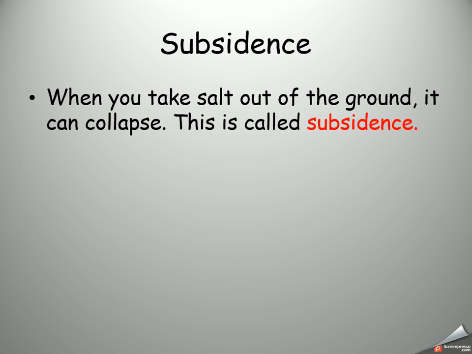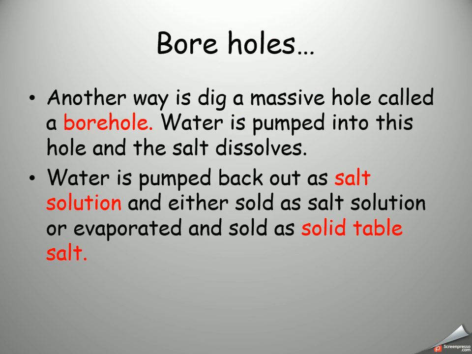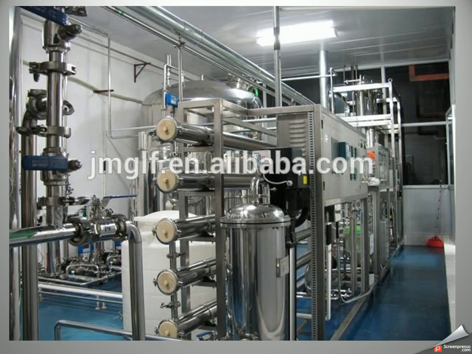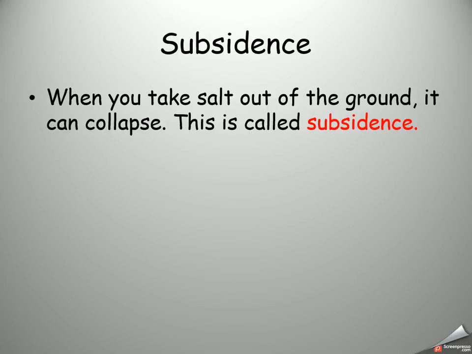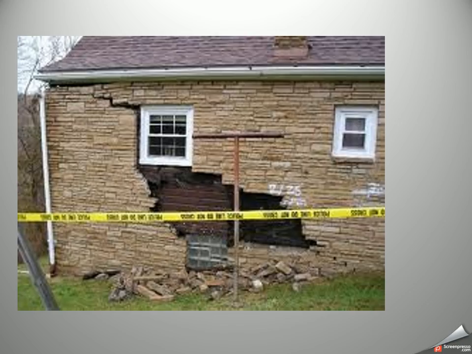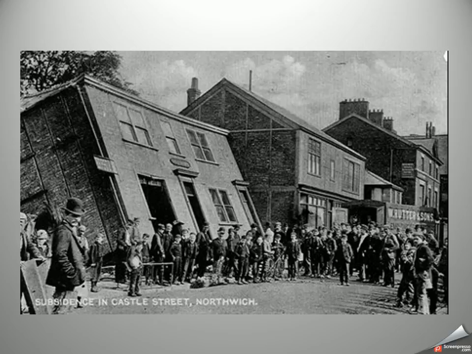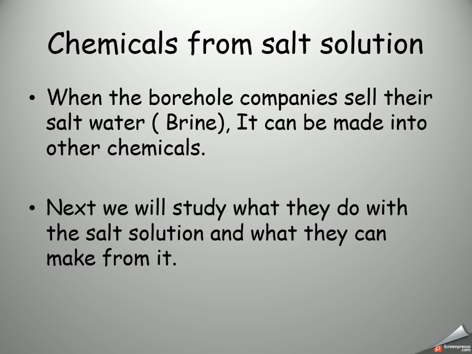When you take salt out of the ground, like with this big massive cave, you get something called subsidence. Subsidence is when the ground is empty, the buildings can collapse and make massive holes. So that's a problem with this. This is subsidence in a town in Northwich. I don't know where that is, and you can see this house has fully collapsed.